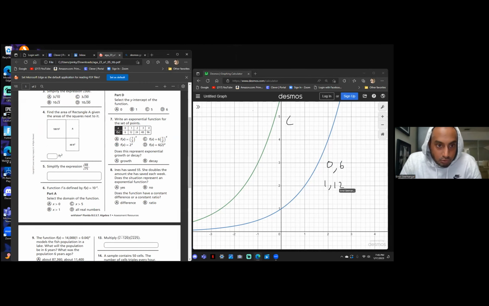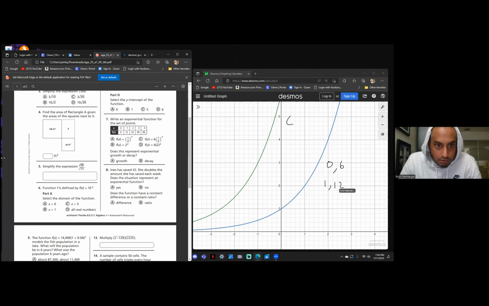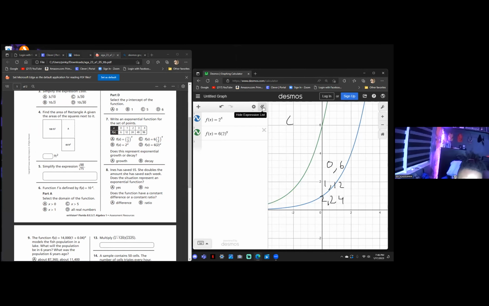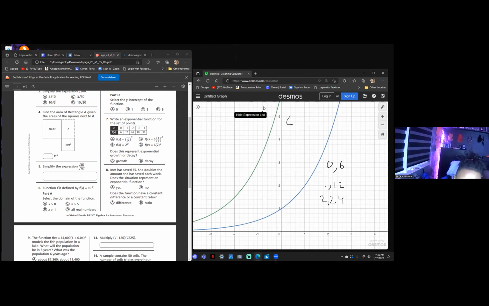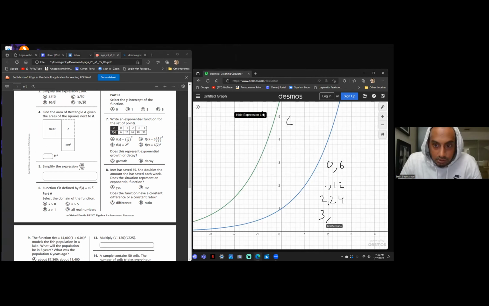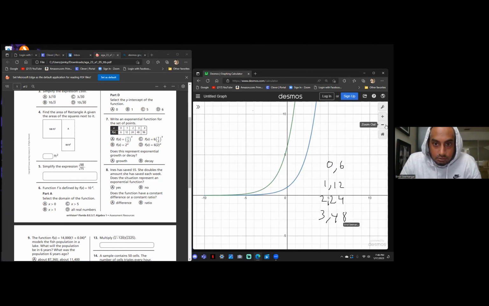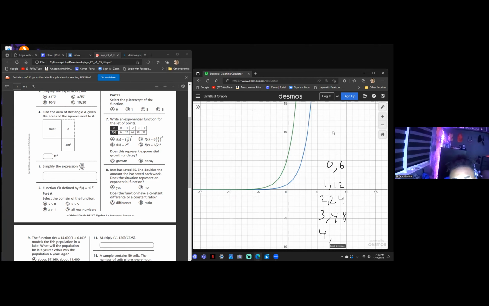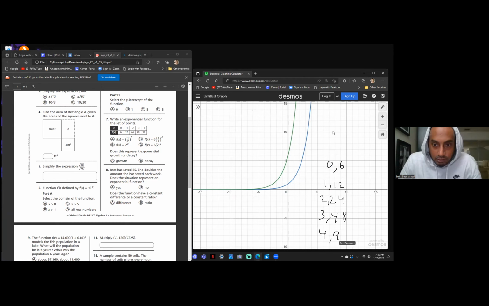112. Which one is it, the blue or the green? 224, 348. Zoom out a few times. Which of the blue or green matches these coordinates? The blue, 4, 496. Here are your coordinates right here.